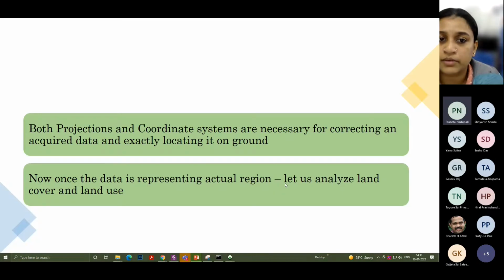So now the second part also we have finished. It is about the projection and coordinate system, which are necessary to acquire the data on the ground. And now we will be moving towards what the land cover and land use metrics are, how they are done, and what algorithms are used.